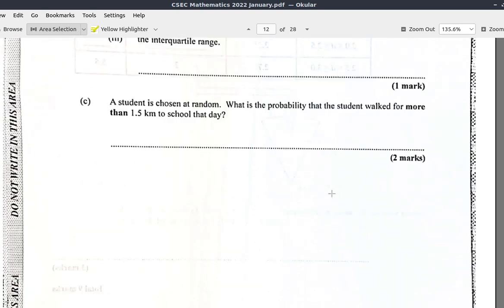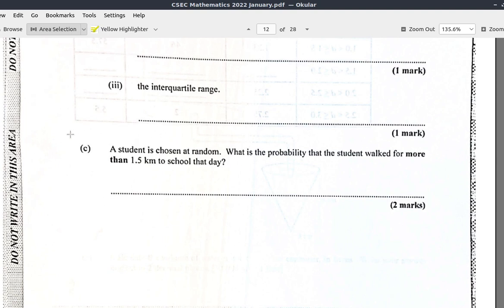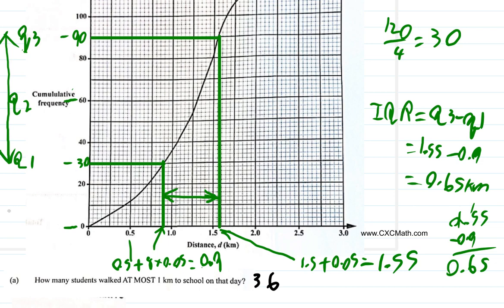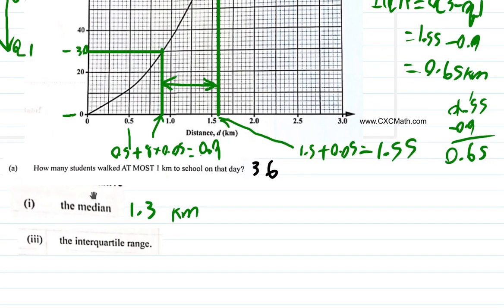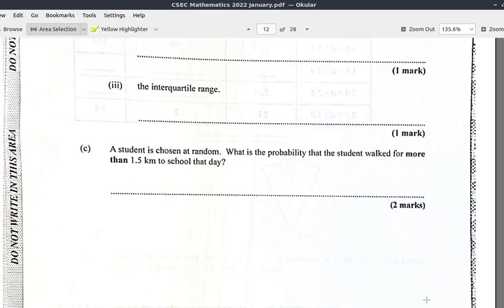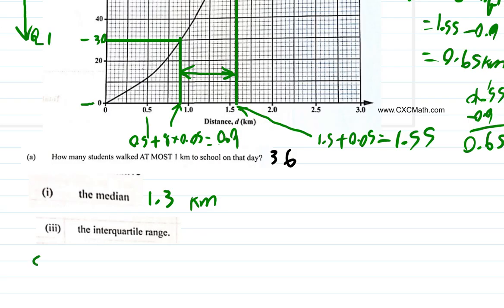Oh, there's a probability business here. Interesting. Alright, let's not copy this. A student is chosen at random. What's the probability that students walk from more than 1.5 kilometers to school that day? More than 1.5 kilometers. Let me just make a note of it here before I forget. More than 1.5. This is Part C. More than 1.5 kilometers. Greater than 1.5 kilometers. The probability that you want.